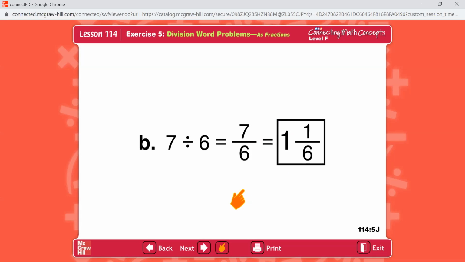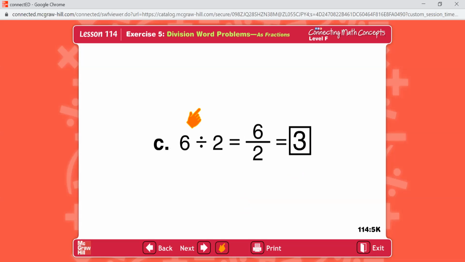Problem C, you divide 6 into 2 equal parts. Write out the equation, the fraction, and the whole number it equals. When it says you divide 6 into 2 equal parts, that means 6 divided by 2. The fraction, 6 halves. And what does 6 divided by 2 equal? 3. Here's what you should have.